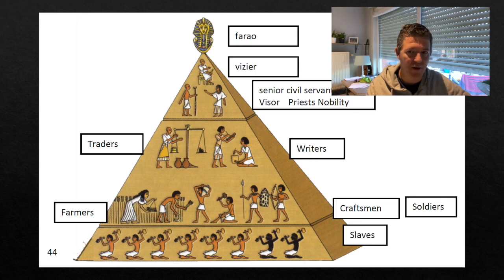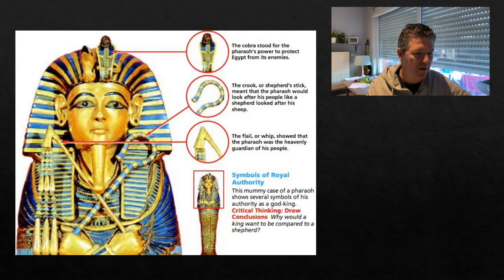Yeah? Okay, that's the pyramid in short, but we're going to go a little bit in detail and see what is special about it, right? So we know that the pharaoh is on top, and to show his might, to show his power, he's got all kinds of symbols. Yeah? For example, the cobra. Let's see if I can change this to a marker. Yeah, the cobra, for example. The crook. Yeah?